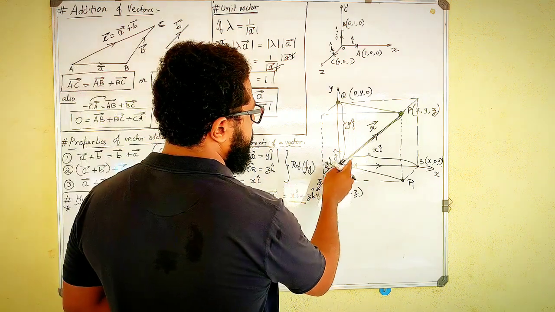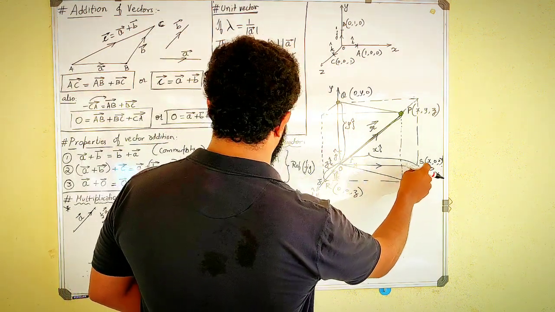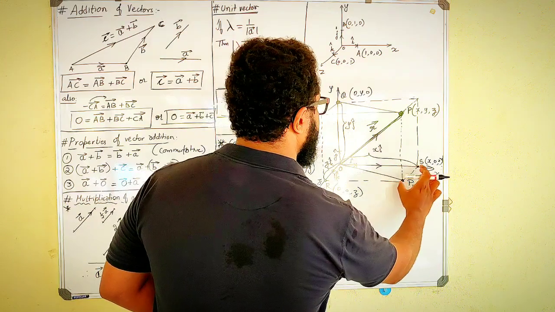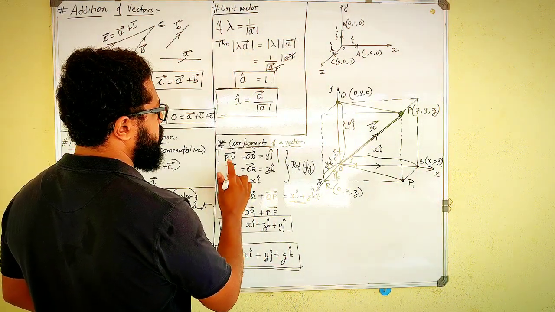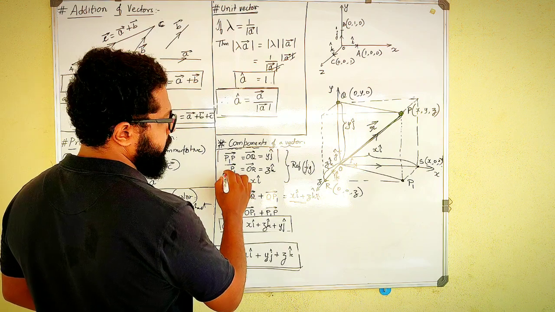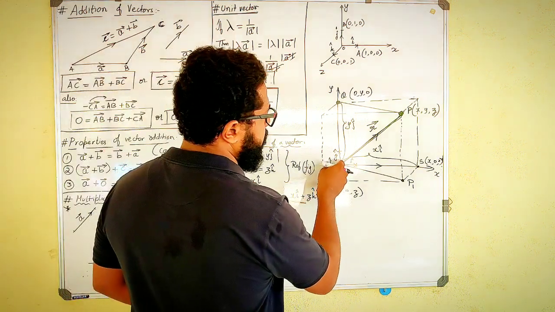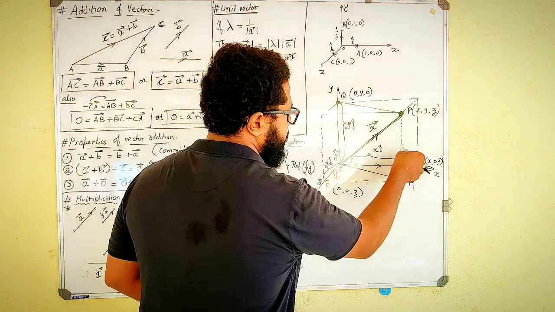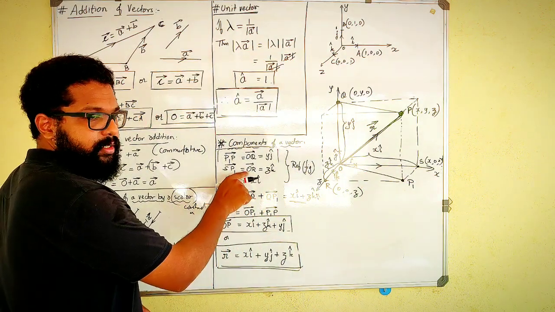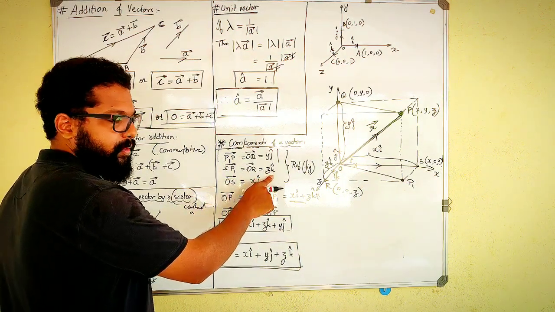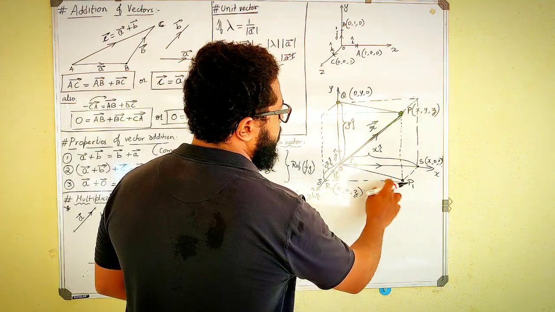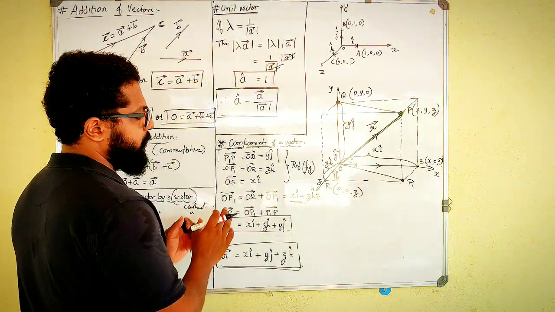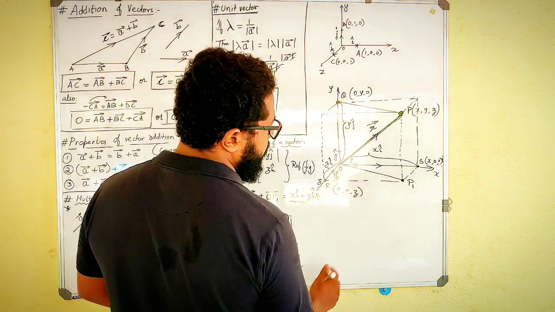OR vector is same as SP1. Right? No, not P1Q. SP1. Okay. OR vector and this vector is parallel to each other, therefore it is ZK cap. Okay. So now, first I will find out the component of OP vector using the triangular vector addition.